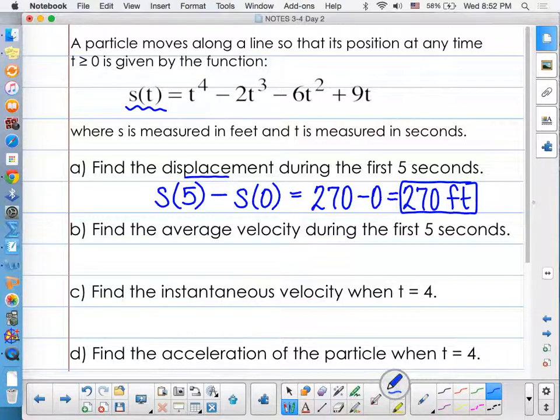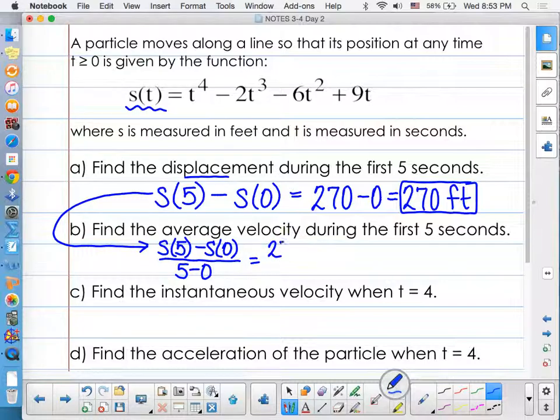Then it asks us for a rate. It asks us for the average velocity during the first 5 seconds. We already know what the change in position was in the first 5 seconds, which would normally be the numerator for our average velocity or average rate equation. And then we have to say how much time passed. This is our y2 minus y1, so we need our x2 minus x1. So we know it changed position by 270 feet over the course of 5 seconds. So the average velocity is going to be 54 feet per second in those first 5 seconds.